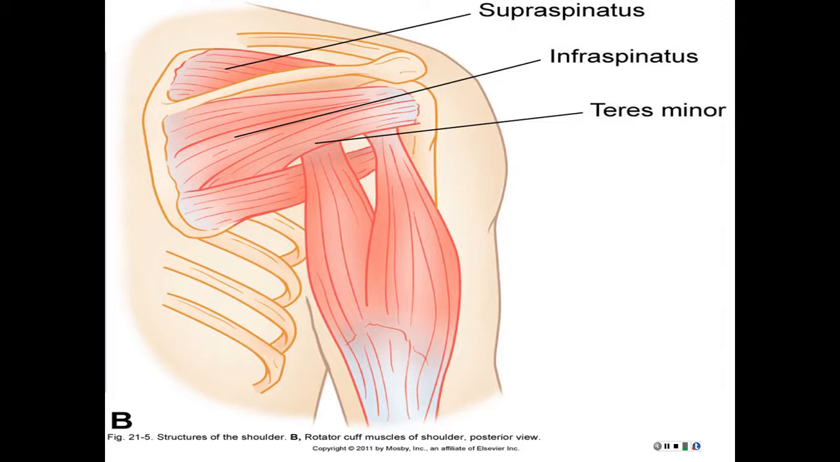Let's talk about the shoulder. You've got the supraspinatus muscle, you've got the infraspinatus, and you've got the teres minor muscle. You realize that a shoulder is twice as hard to rehab as a knee because it's got so many different ways that it can move.